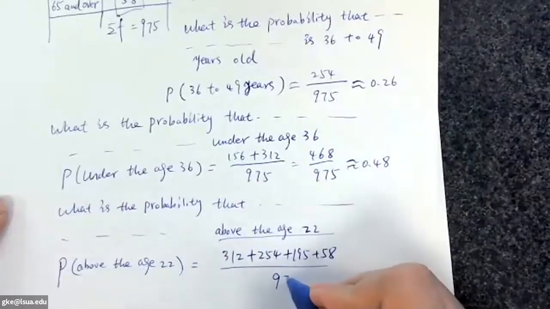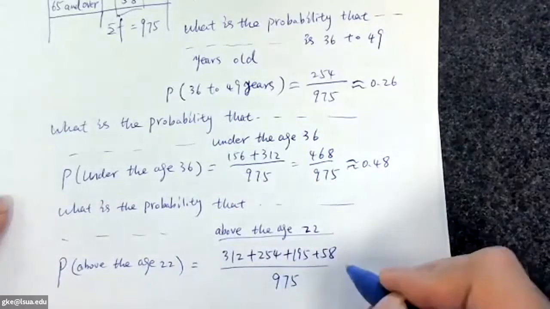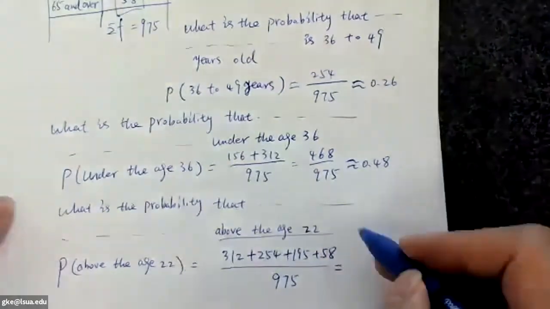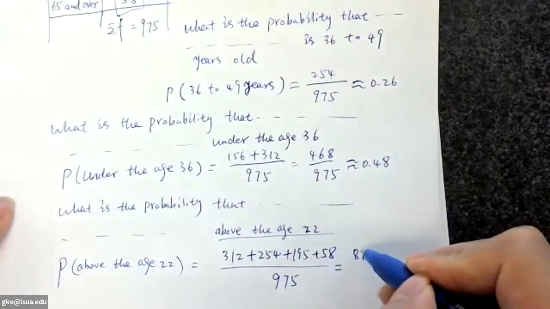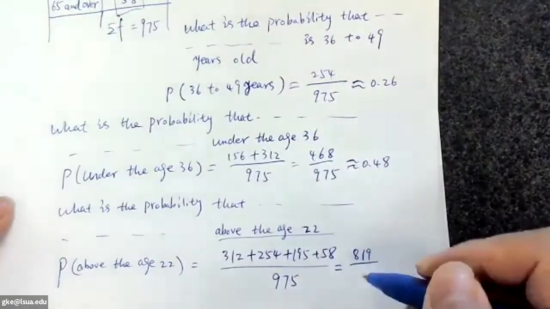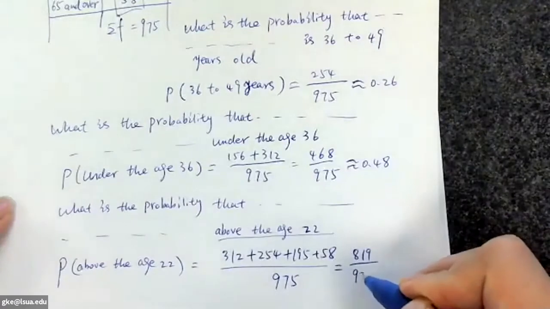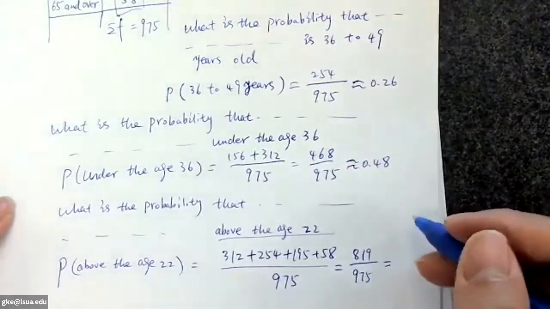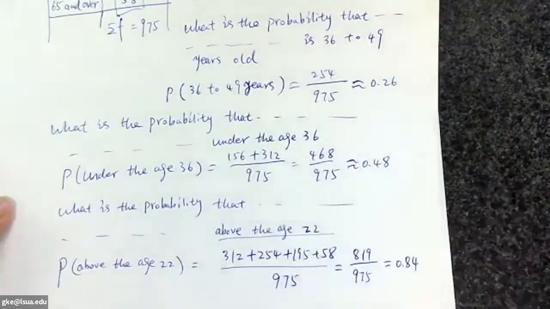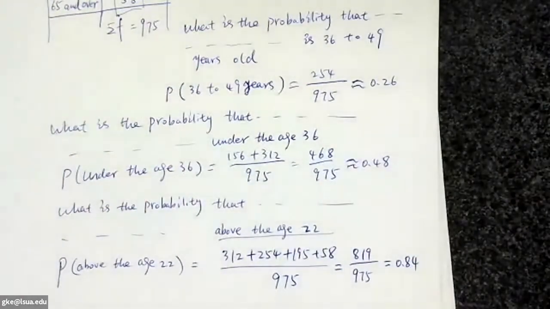And the denominator is gonna be 975. If we add it together, you're gonna get 819. And divided by 975, you're gonna get 0.84. Okay, 0.84. That's it. Do you guys have any questions so far? Do you want more examples or just move on? Okay, great. Let's move on.